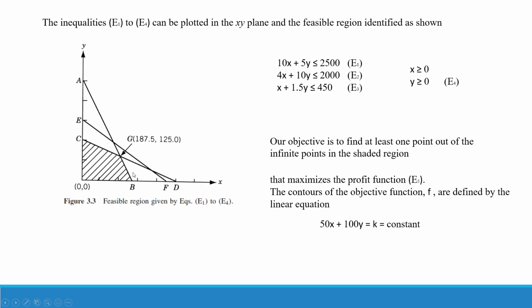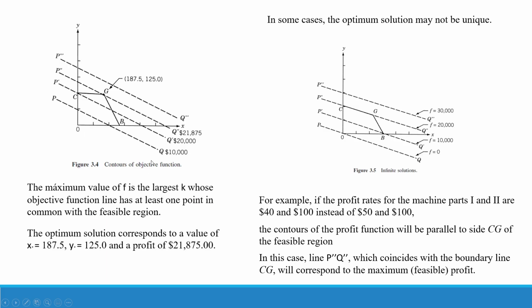For that reason, it's important to know that the contours of the objective function are defined by this linear equation, according to the profit gained per minute. For the maximum value, the objective function line has at least one point in common with the feasible region, and we can see the optimum solution corresponds to point G.